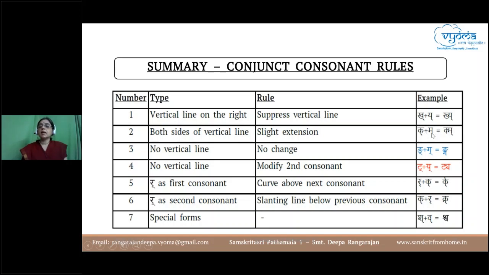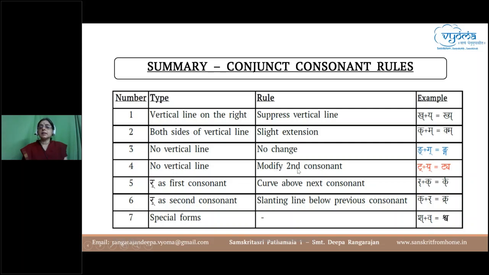Here we have kakara with makara, kma. I'm using the akara as well in this, even though there is no akara in the written letter, but I've added it for pronunciation. Next is when there is no vertical line in the consonant, then sometimes they are written one above the other, like in nakara and gakara. Nakara is written on top and next the gakara below.